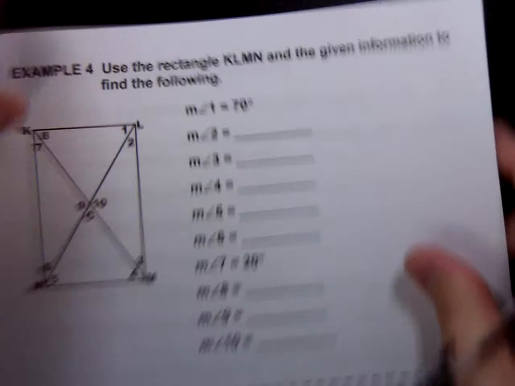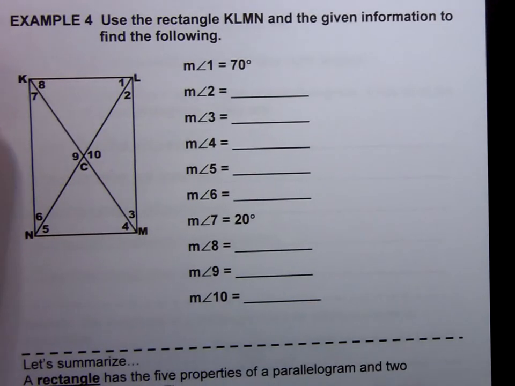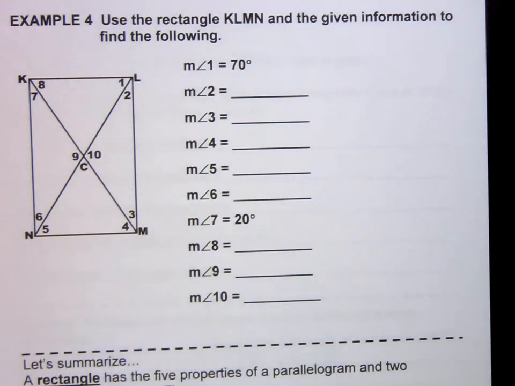Alright, let's deal with angles. So far we were just dealing with segments, diagonals. Let's deal with angles. Use the rectangle KLMN and the given information to find the following. So let's think, since we're doing angles, what have we learned about angles?